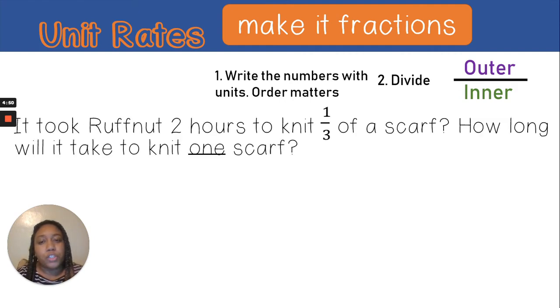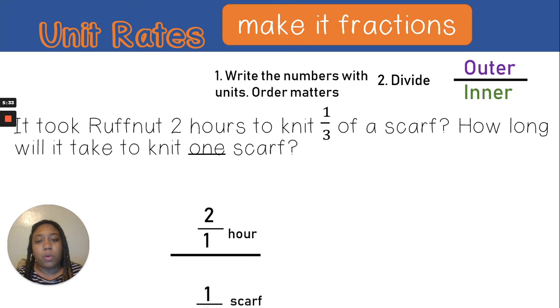It took Rough Nut 2 hours to knit a third of a scarf. How long will it take to knit 1 scarf? So again, I am reading the question again: how long will it take to knit one scarf? So I have the time on the top and the scarf on the bottom because I want to make one scarf. Now it's 2 hours, and I hope that everyone remembers that to get a whole number to become a fraction, we put it over 1. Because if we think a fraction bar means division, 2 divided by 1 is just plain old 2. So I'm going to put 2 over 1 in the top.